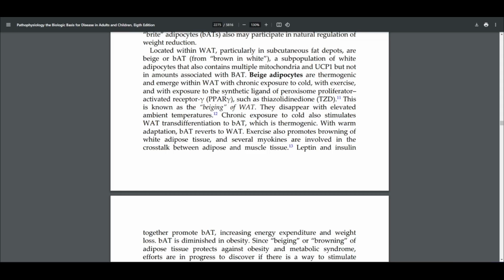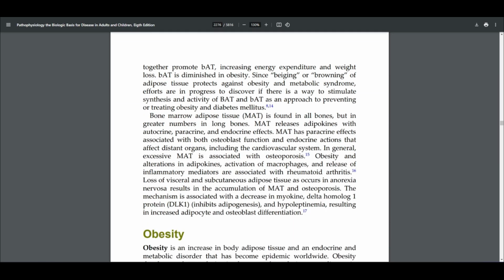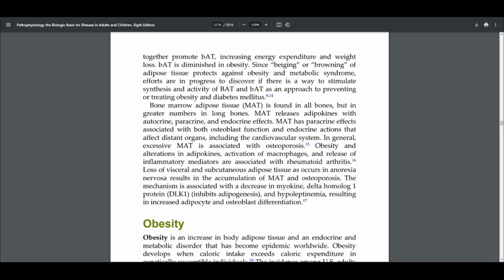They disappear with elevated ambient temperatures. Chronic exposure to cold also stimulates VAT transdifferentiation to BAT, which is thermogenic. With warm adaptation, BAT reverts to VAT. Exercise also promotes browning of white adipose tissue, and several myokines are involved in the crosstalk between adipose and muscle tissue. Leptin and insulin together promote BAT, increasing energy expenditure and weight loss.